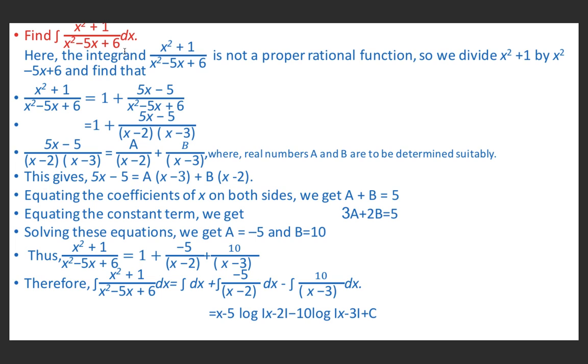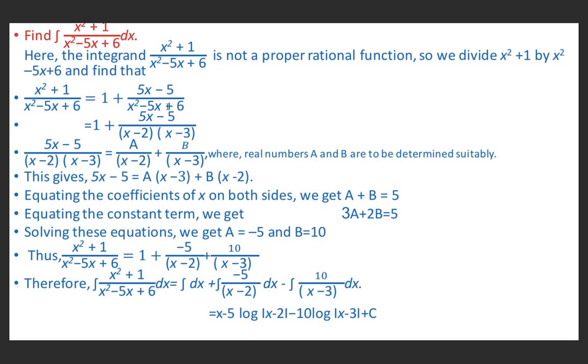For this we will divide x² + 1 by x² - 5x + 6 using our old long division method, which we have studied in our high school classes. If we divide x² + 1 by x² - 5x + 6, we get 1 in the quotient and 5x - 5 is the remainder. You can do it. So we can write it as 1 + (5x - 5)/(x² - 5x + 6). Now this is a quadratic polynomial.